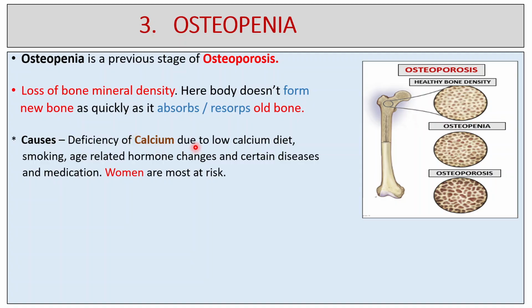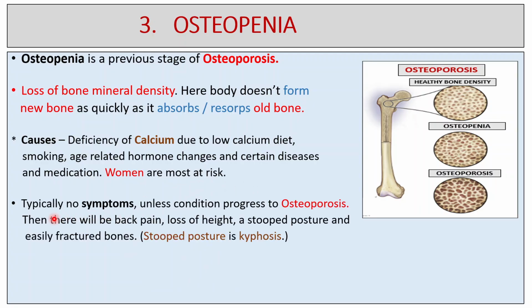Causes include deficiency of calcium due to a low calcium diet, smoking, age-related hormone changes, and certain diseases and medications. Women are mostly at risk. Typically there are no symptoms unless the condition progresses to osteoporosis. Then there will be back pain, loss of height, a stoop posture, and easily fractured bones.